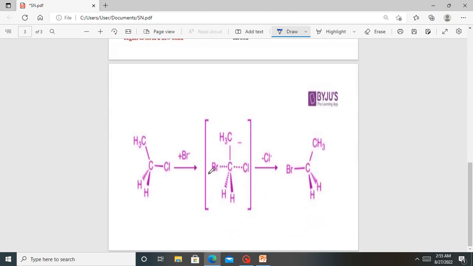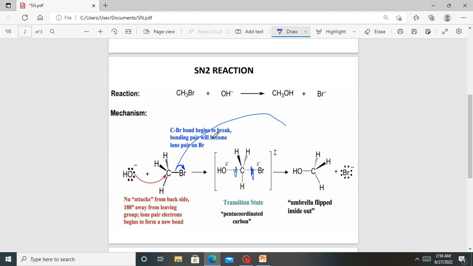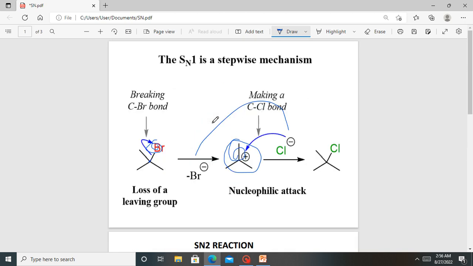Let's see this with the same mechanism. We have bromine here replacing the chlorine, and we have the transition state here. Then the bromine replaces the chlorine. So here the bromine becomes the nucleophile. Then we have the resulting product. So that's how SN2 and SN1 reaction mechanisms occur and differ from each other.